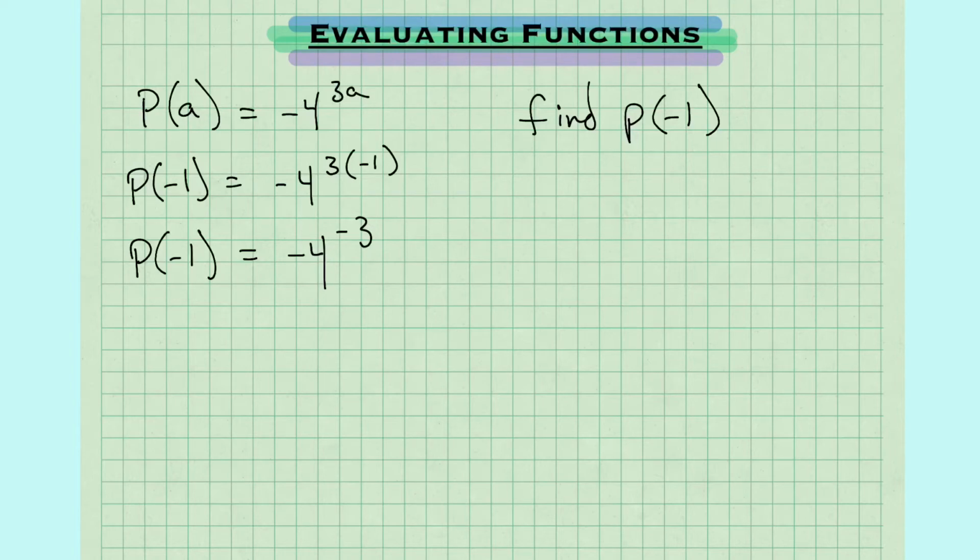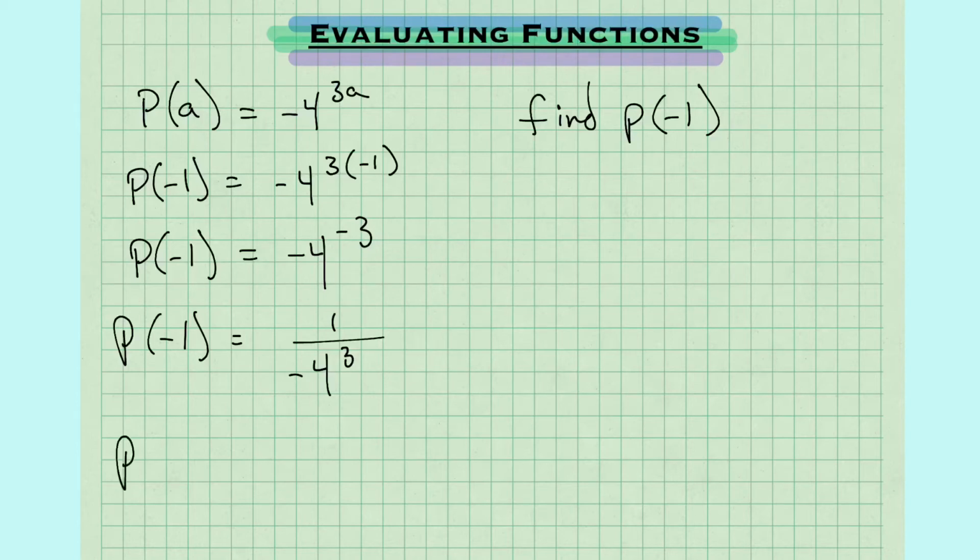Now, as you recall from your exponent rules, if you have a negative exponent, it means you're going to bring it underneath a vinculum. That's just your divisor bar. So here we have P of negative 1 equals 1 over negative 4 cubed. Here's your vinculum. It's just your divisor bar. So if you have a negative exponent, it brings the whole thing underneath.